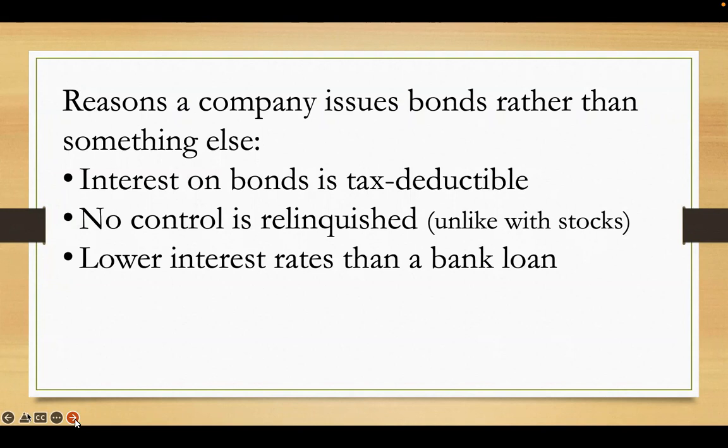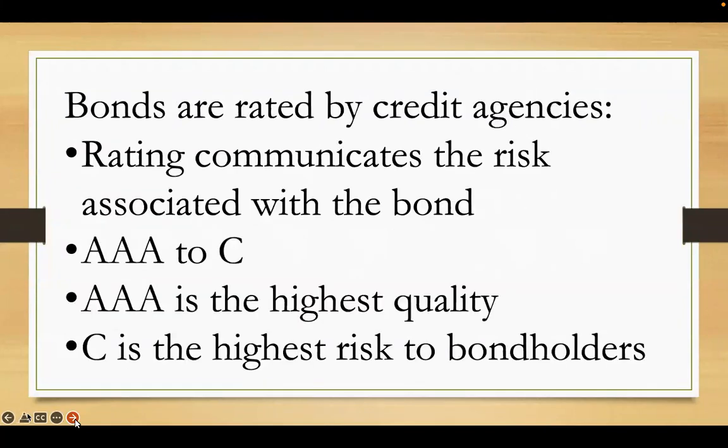And bonds generally have lower interest rates than a bank loan. So the interest the bond issuer pays to the holder is lower than the issuer would pay to the bank if they have a traditional bank loan. Now, bonds are rated by credit agencies. These ratings basically are all about the risk of the bond.